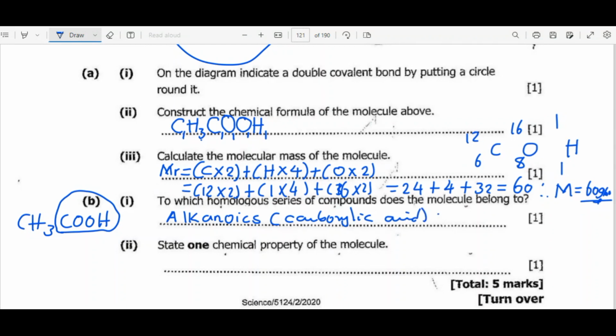Then one chemical property of the molecule. So we can say it tastes sour, or it has a sour taste. We know these are some of the characteristics that we look at if you are dealing with an acid. So this is how we can simplify a question like this one.